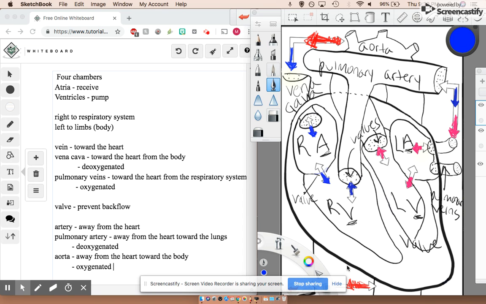I'm having trouble writing this down here, but colored in down here toward the heart. It's going towards the heart, back into the right atrium to go get sent to the lungs and pick up more oxygen. So this cycle goes over and over and over again. The valves between prevent backflow. The right side goes to the respiratory system. The left side goes to the limbs.